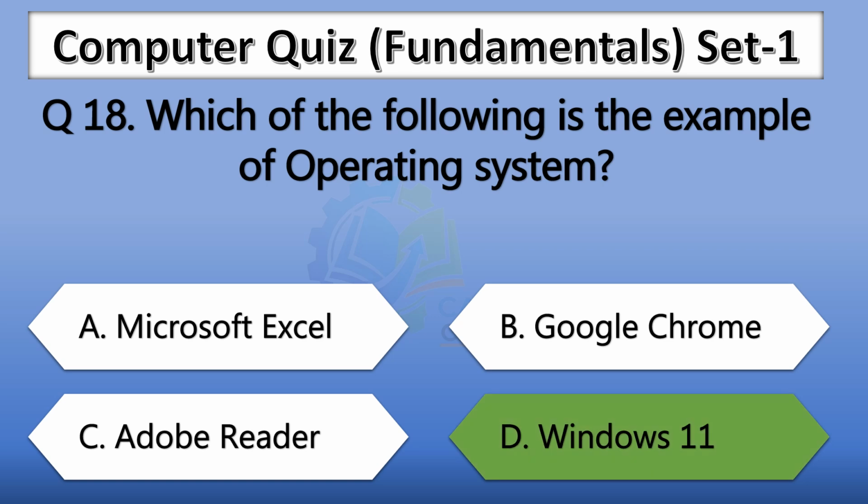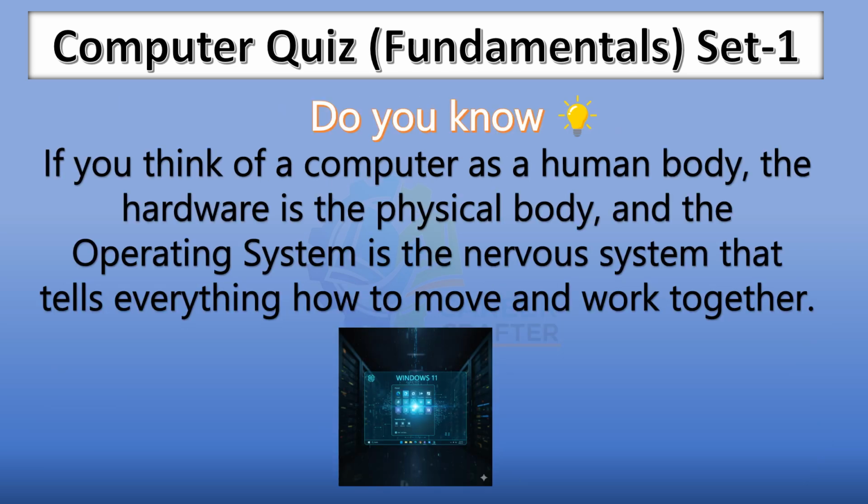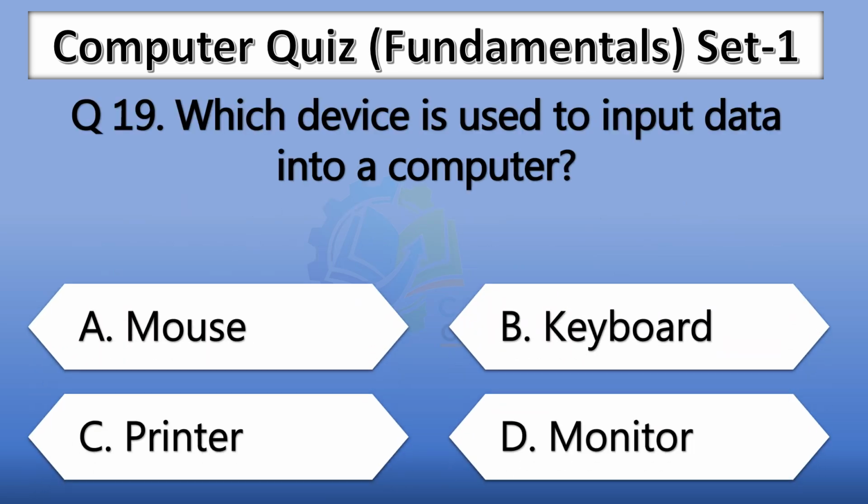The correct option is Windows 11. Do you know, if you think of a computer as a human body, the hardware is the physical body and the operating system is the nervous system that tells everything how to move or work together. Which device is used to input data into a computer? The options are mouse, keyboard, printer or monitor.